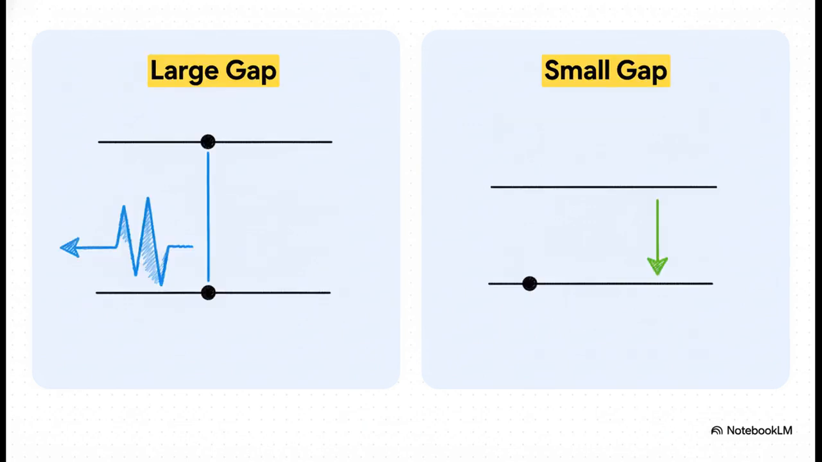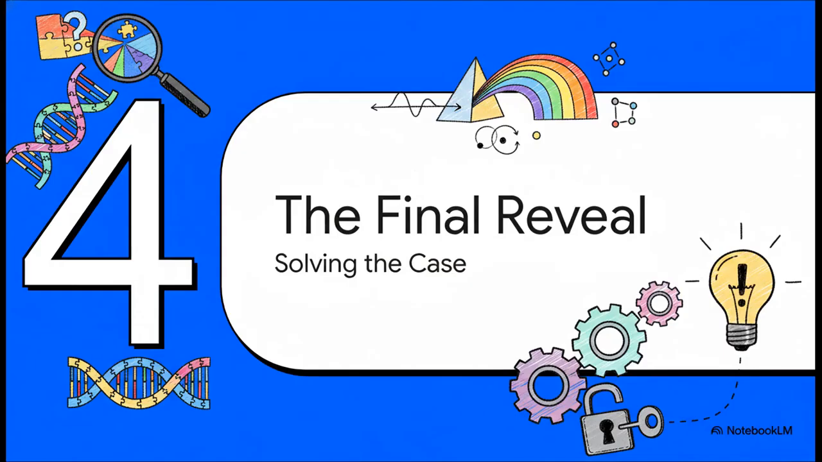And this is the key connection, you guys. To make a jump across a really big energy gap, an electron needs to absorb a ton of energy. And that energy comes from high-energy light, like blue light. But to jump just a small gap, it only needs to absorb a little bit of energy, from low-energy light like green. So look at this. We now have all the pieces. We have the mystery of the color change, we have the forensic evidence from the spectrum, and we've got the theory to explain it all. I think it's time we definitively solve this case.